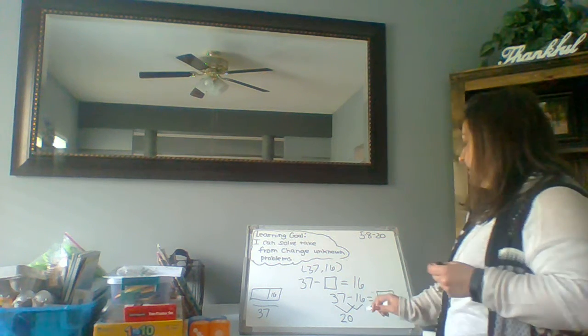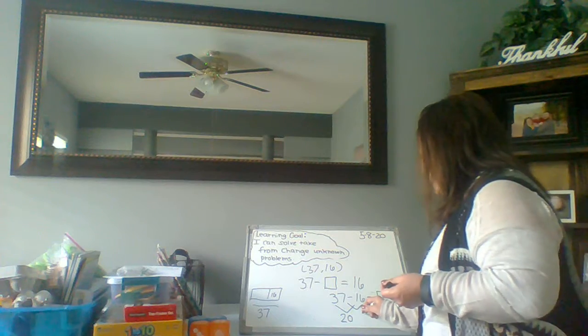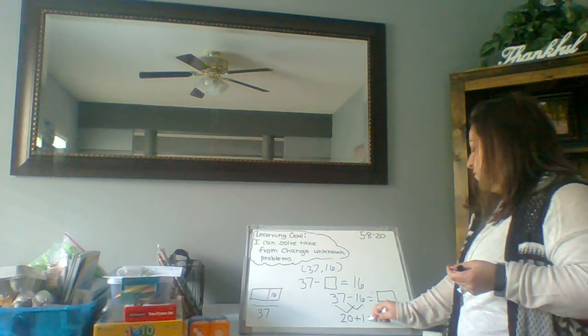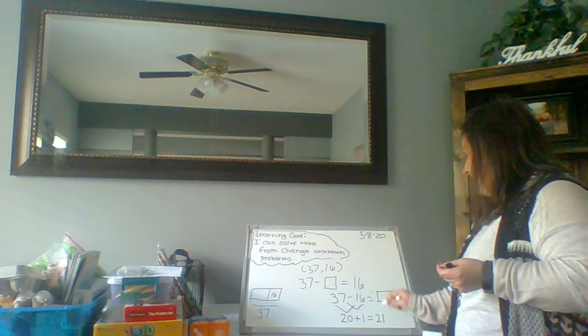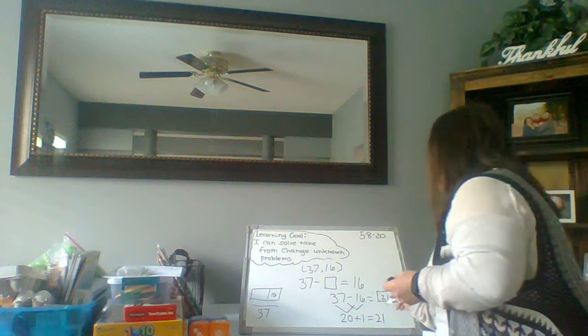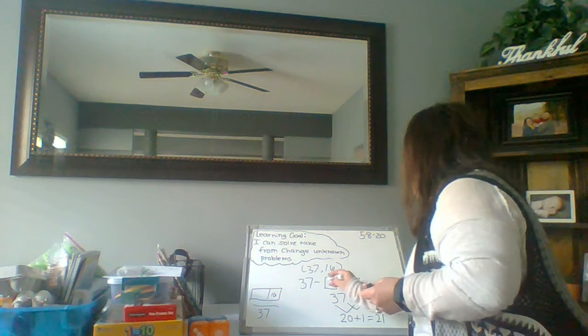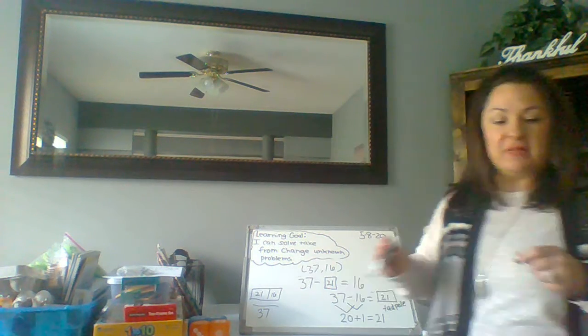And 7 ones minus 6 ones, that's 1. Did you know that from reflex? Now let's add those tens and ones together. What is 20 plus 1? Very good, it is 21 tadpoles. I'm not going to check this one, but you can do that when the video is completed.